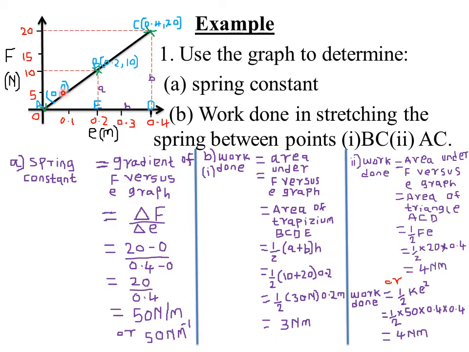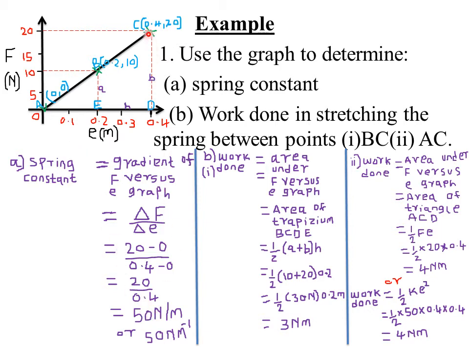Remember, another person could have chosen to use maybe points A and B. If you use points A and B, the gradient will be change in Y, or change in force, divided by change in extension. So you simply take 10 minus 0, then divide by the change in extension, 0.2 minus 0. So you take 10 divided by 0.2, and you still obtain 50 newtons per meter.